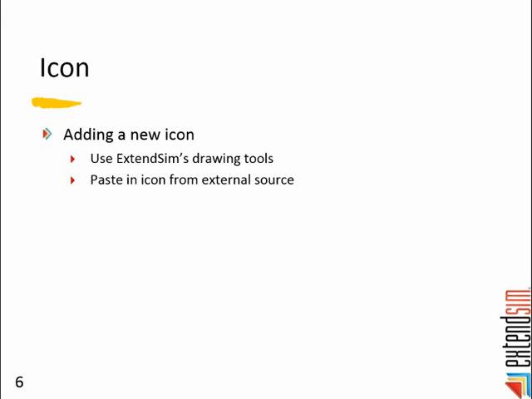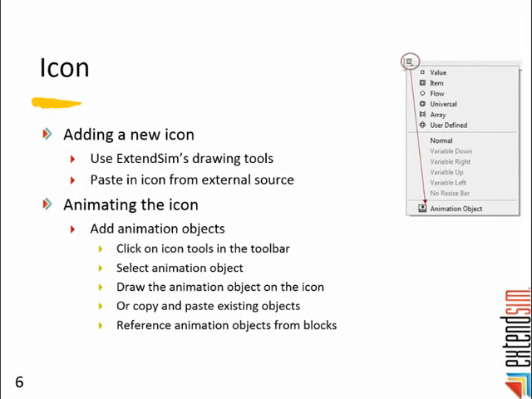I've seen a number of people use pictures of actual equipment, and that can be effective for a presentation as well. We can also add animation objects to the icon, and this is done with the icon tools menu. That's a little square up there that looks like a connector on the menu, and then you go down and select animation object. So you click on the icon tools in the toolbar, select the animation object, and draw the animation object on the icon. You get a little square with a number in it, and each square will have a unique number. It starts at 1, the next one is 2, 3, 4. And then you can reference that from the blocks to create animation objects.